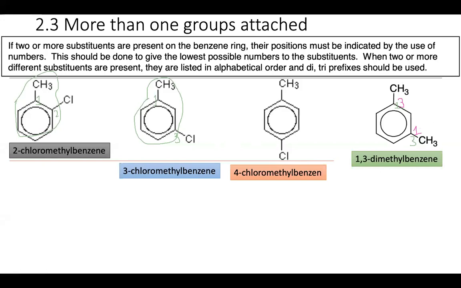So the green system of numbering and the pink system of numbering will give you the same answer. It doesn't matter which one you choose. But what's wrong is if you take 1,5. 1,5-dimethylbenzene is wrong because 1,3 is smaller. And same rule applies: between numbers there's a comma, and between a number and a letter, there's a dash. Okay, moving on.